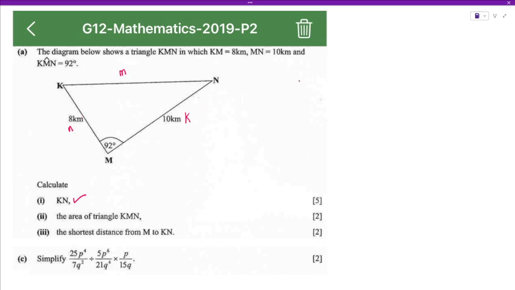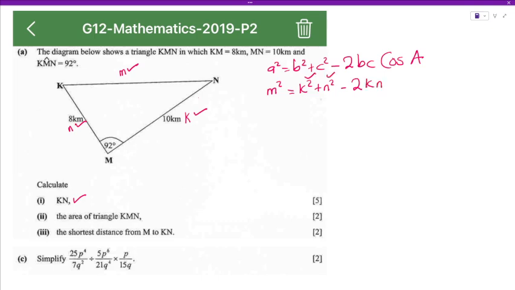So according to the cosine rule, the standard formula is a squared equals b squared plus c squared minus 2bc cos A. Now what are we trying to find? We're trying to find side m. What we're finding should be in front. So side m squared will be equal to, and what other sides do we have? We have k and n. So k squared plus n squared minus 2kn, using these same sides, and then cos of the angle for the side we're finding, side m.